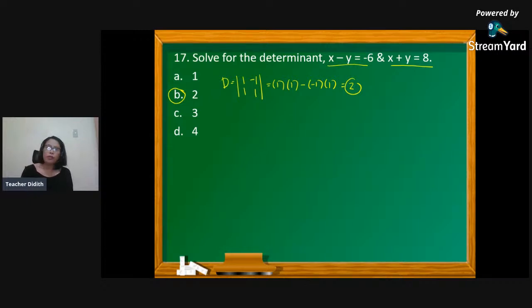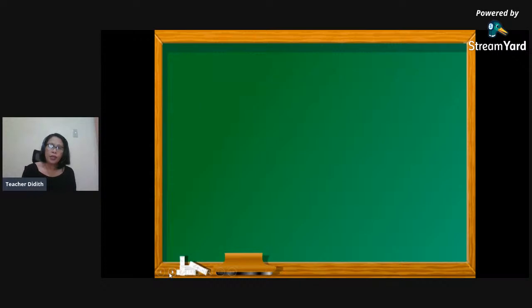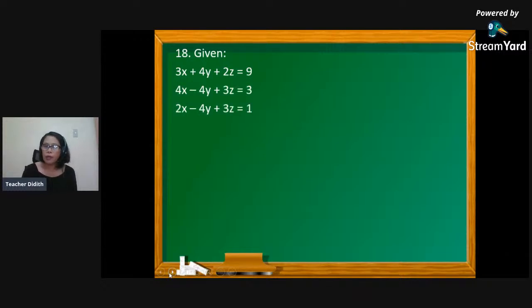Okay. Good, good. Now, this is for number 18. Okay, medyo mahaba ito, guys. Kasi we are now in the system of linear equations in 3 variables. And we're going to solve for x. And these are the choices. Okay. Sige. Try to work on that.